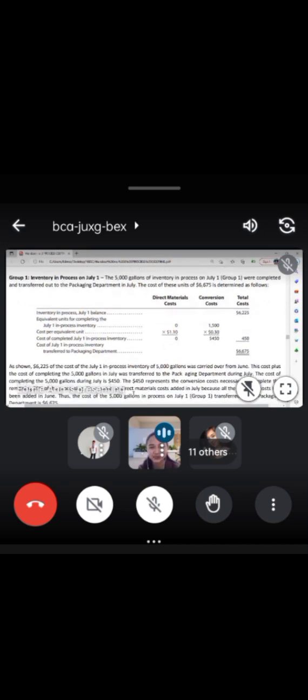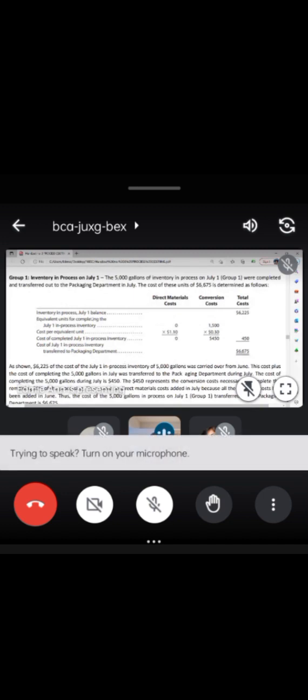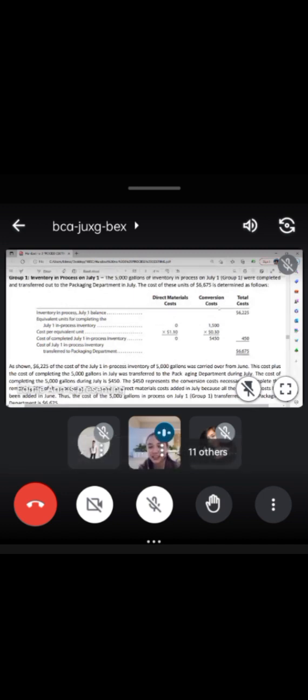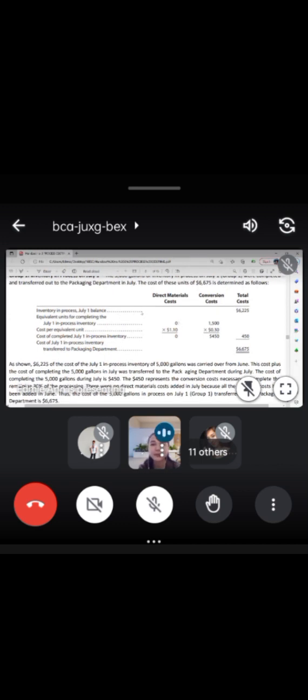Okay, so, inventory in process. Let's assign that 90K. For July 1, in group 1, the beginning inventory July 1 balance. How many units are in the beginning inventory?